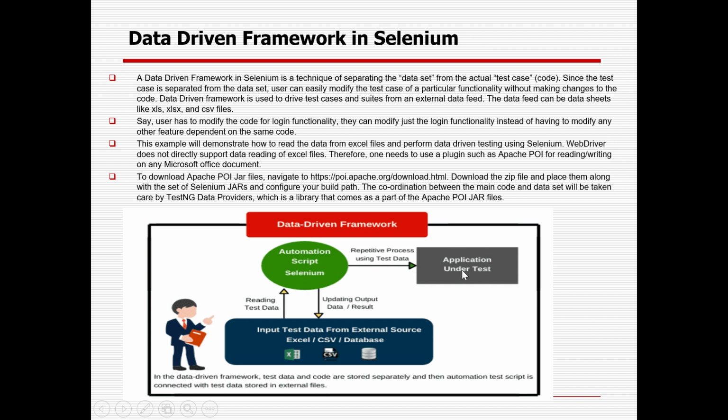Then from the application you can get something. Again, through the code you are trying to update your database. So that is the way, right? This is two-way communication. In a data-driven framework, test data and code are stored separately, and the automation test script is connected with the test data stored in an external file.